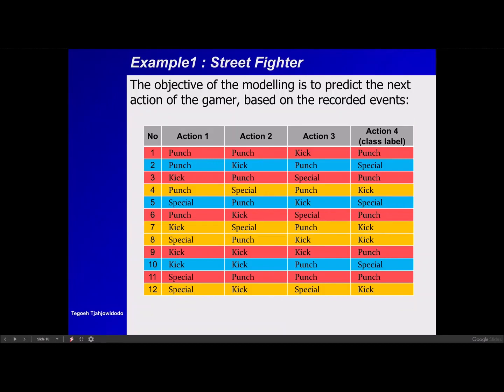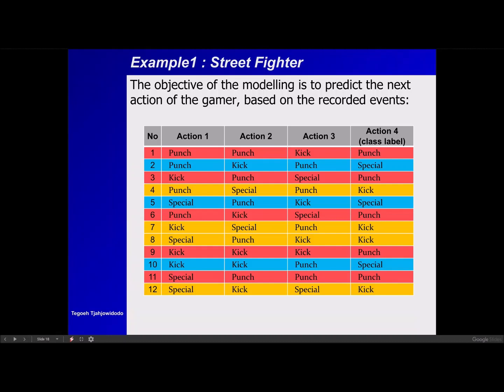Okay, now I want to be able to estimate what a player will do, or the computer will do on its fourth action, having known the first three actions. Do I make myself clear? I don't know. So if I know the first three actions of my opponent, I want to predict what will be the fourth action. So that is my goal of my modeling here.